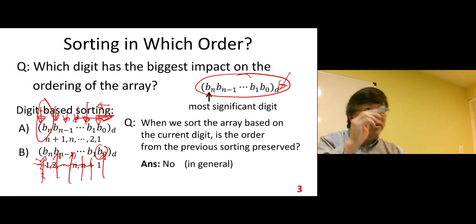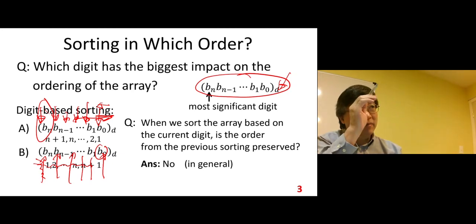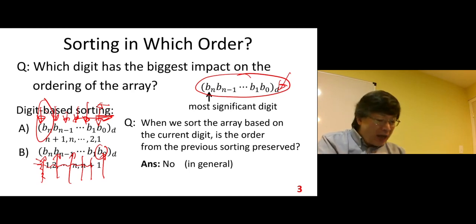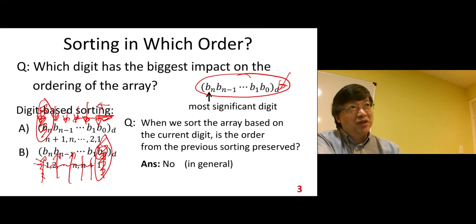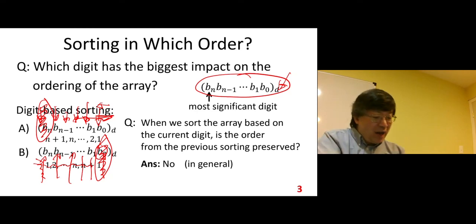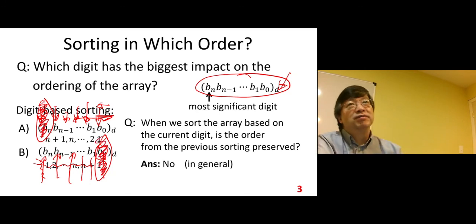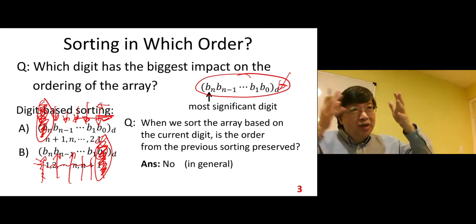So which one do you feel gives a better final result than the other? Compare the last sorting in both cases. The last sorting in A is based on this digit, and the last sorting in B is based on that digit. Which one do you feel is closer to the correct answer? The last sorting based on the most significant digit or the last sorting based on the least significant digit will give us the order closest to the answer we need.